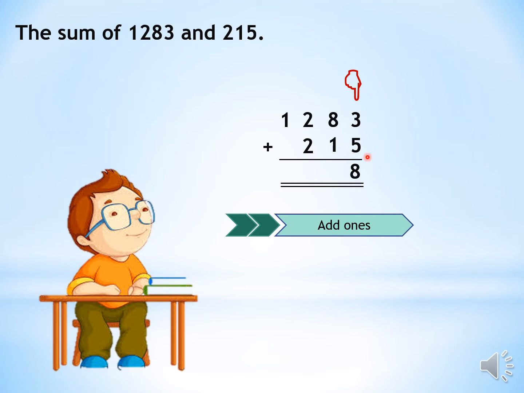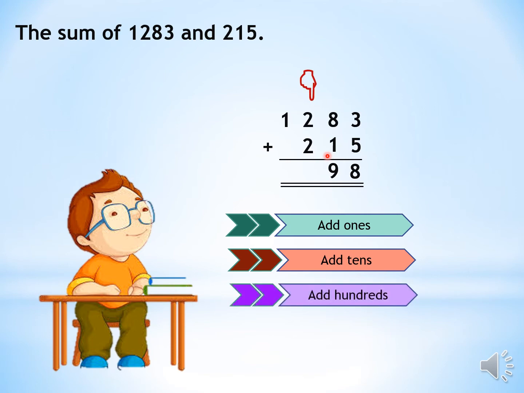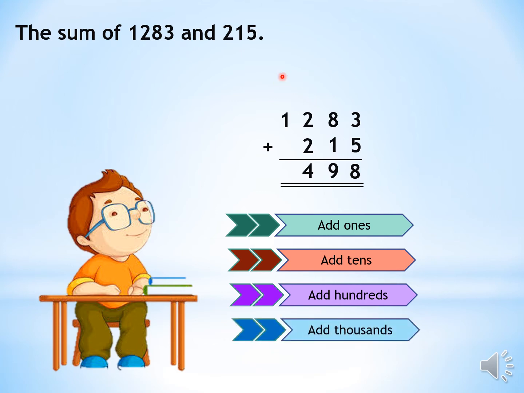yes, 8 ones. And we know, next, what do we have to add? What do we have to add, children? Yes, we should add tens then. So here, 8 tens and 1 ten, 9 tens. Now we add the number of hundreds there. 2 hundreds and 2 hundreds. Altogether, 4 hundreds. Finally adding the thousands. The answer is only 1.